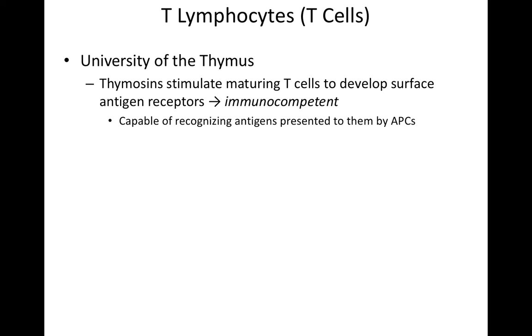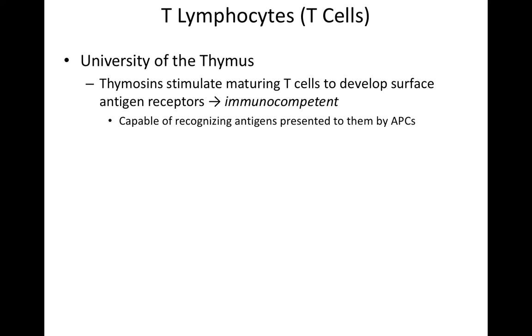So when your T cells arrive at the thymus, this occurs during fetal development, there are hormones called thymosins that are going to stimulate the T cells to develop a surface antigen receptor. Their entire job at the thymus, when they are at the University of the Thymus, is to develop this receptor.